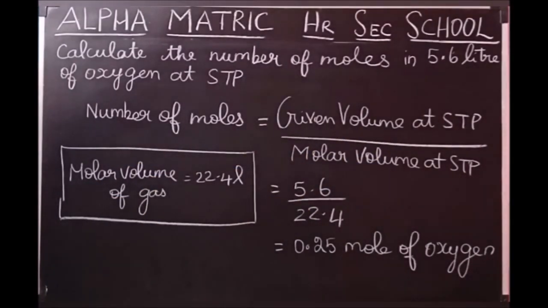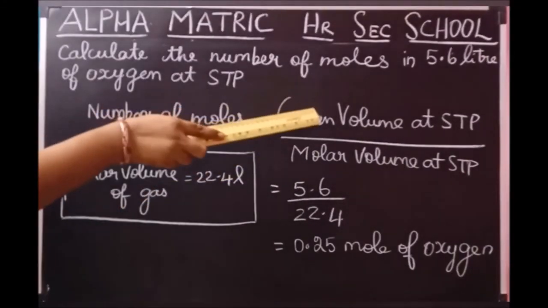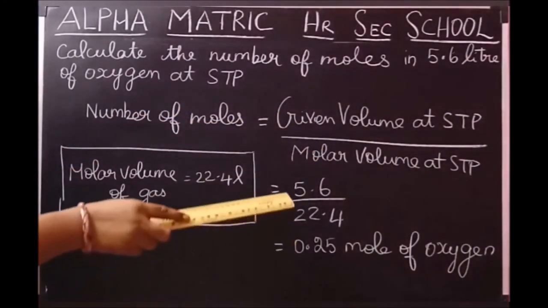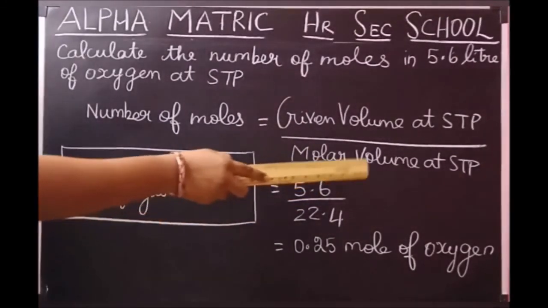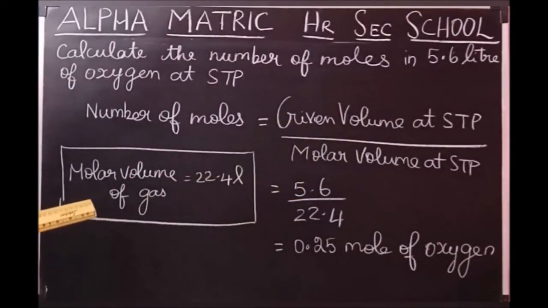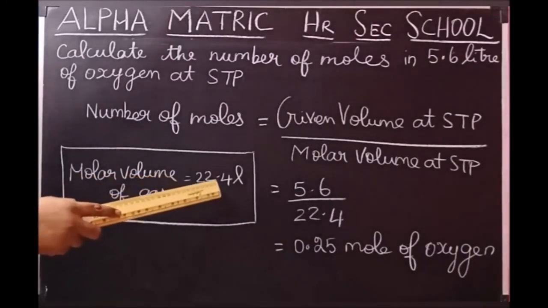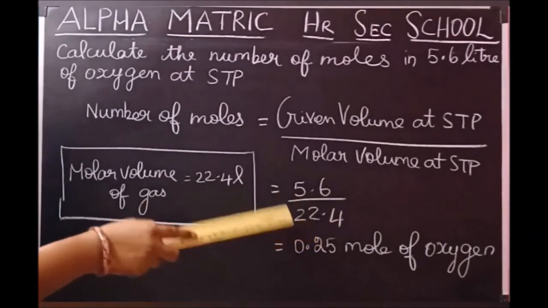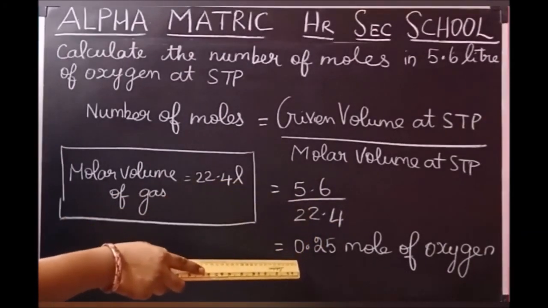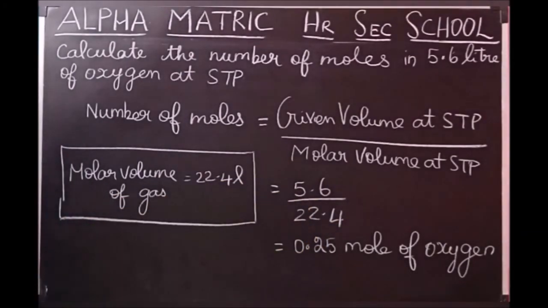So the number of moles equals the given volume divided by the molar volume. What is the given volume? 5.6. What is the molar volume at STP? We know that 1 mole of any gas occupies 22.4 liter. So the molar volume of gas equals 22.4. 5.6 by 22.4. If you calculate this, we get the answer 0.25 mole of oxygen.